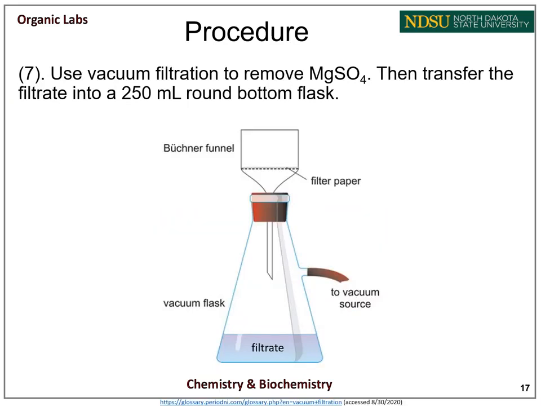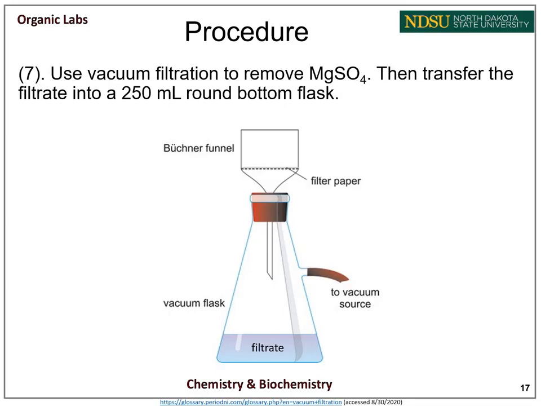Step 7. Use vacuum filtration to remove the magnesium sulfate. Vacuum filtration is a technique that is used to separate solids from liquids. In your case, you will be separating the magnesium sulfate from the DCM. To set up this apparatus, take the filter flask that is in your drawer and hook it up to the vacuum source in your fume hood.